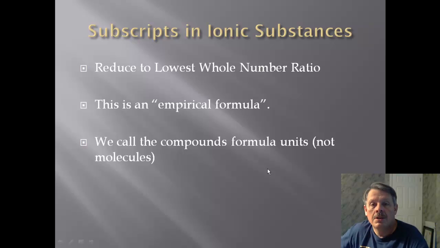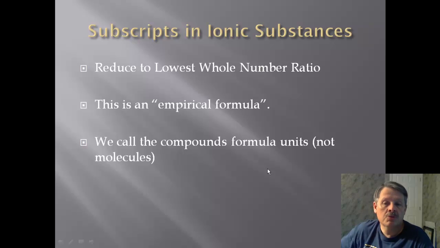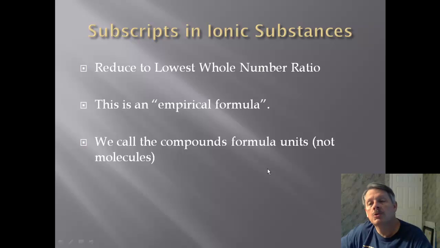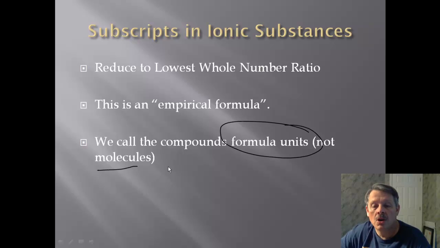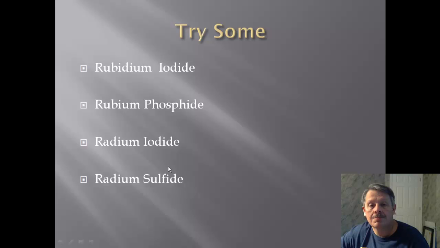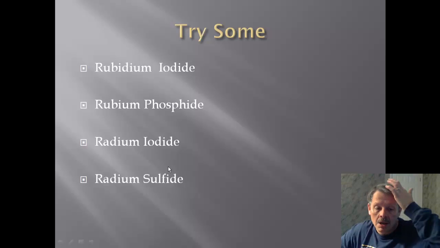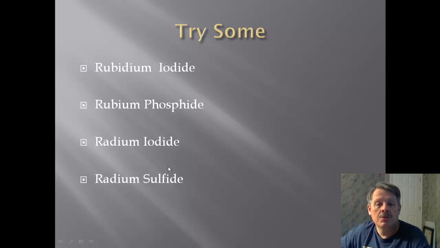All right, so the subscripts in ionic substances, you want to always reduce to the lowest whole number ratio. This is sometimes referred to as an empirical formula, and we'll talk more about empirical formulas in another unit. And we call these compounds formula units. We don't call them molecules. Molecules, if you remember, are for covalent compounds. So we call the ionic compounds formula units. All right, go ahead and pause the video, see if you can do these.